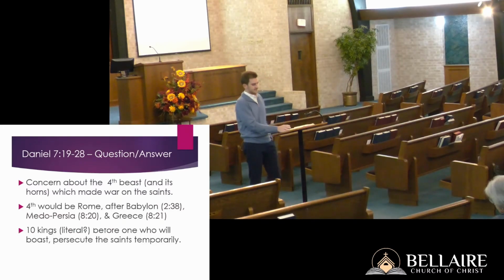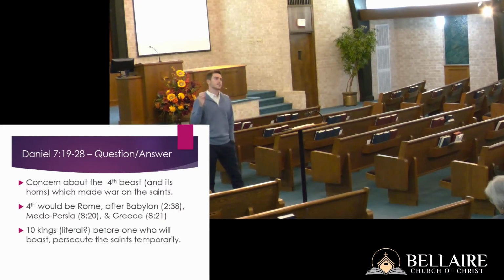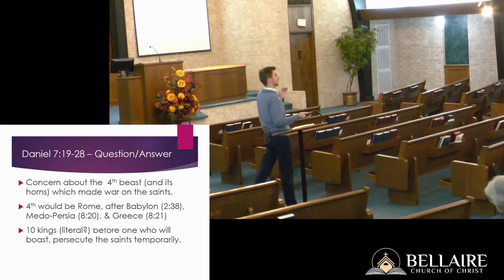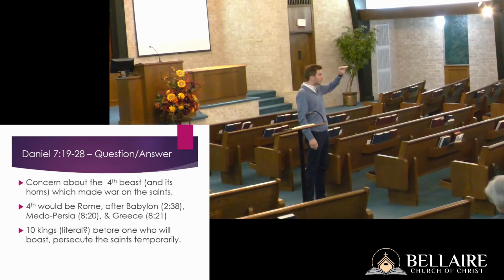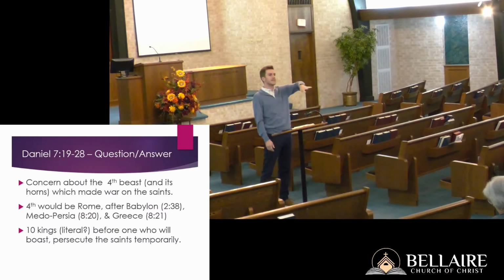Okay, the 10 kings. We could debate this. The options are that it's literally there's going to be 10 rulers, and so you count down the line of Roman emperors, starting somewhere. You have to decide where to start. But you count 10, and then you get to the 11th, and that guy becomes the little horn. And he's the one that does all the terrible things to God's people.